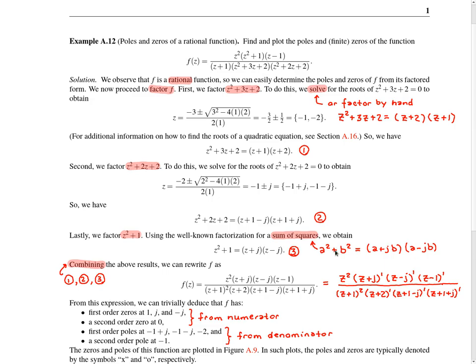For a sum of squares, it follows a similar pattern as difference of squares, except you throw in a j here and a j here. Anyway, so one way or another we can factor this. Probably again the easiest way is by sum of squares into z plus j, z minus j.